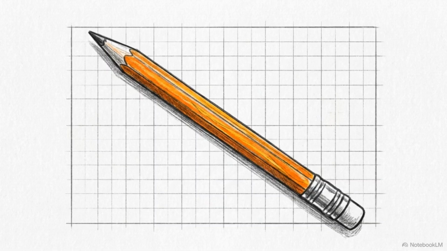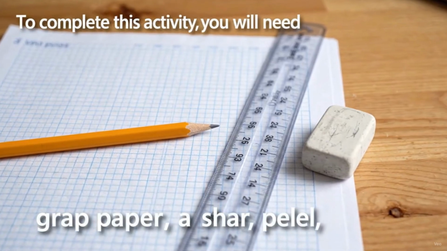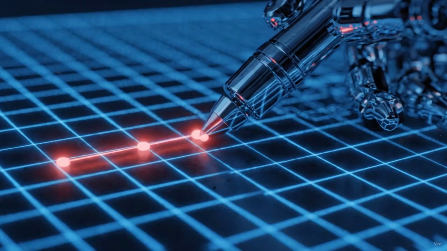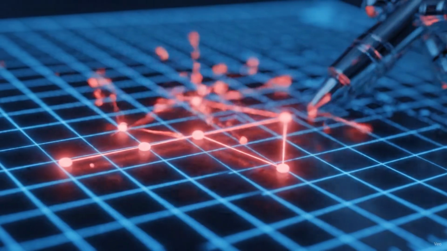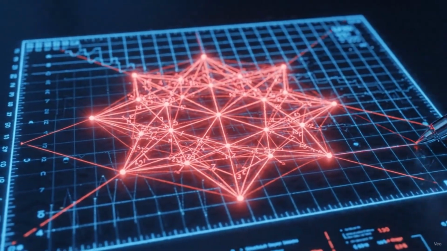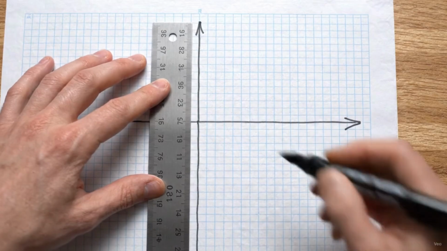To complete this activity, you will need graph paper, a sharp pencil, a standard ruler, and an eraser. We are going to take a series of coordinates and place them on the page one by one. At the end, you will see how these specific locations join together to create a complex shape.